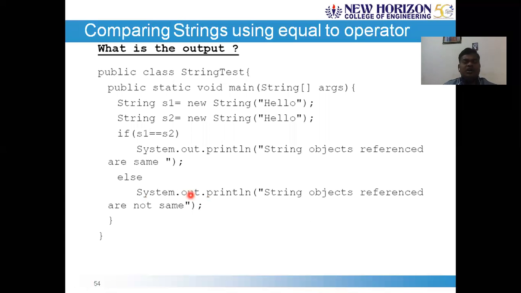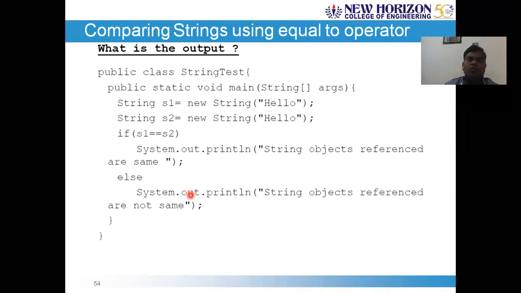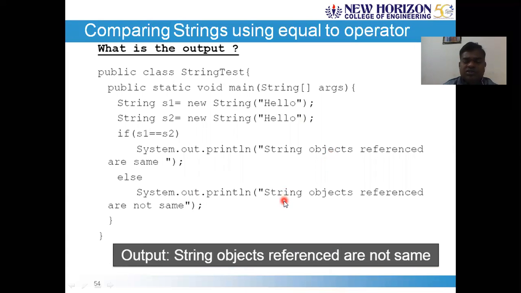Now we'll try to use the double equal and the equals method on a string that is created using the new operator. With double equal, when both the reference variables S1 and S2 are referring to the same object in memory, it returns true, otherwise it returns false. In this example, as the objects are created using the new operator, both the objects are different and so the references are not the same, definitely. The output of this program is that the string object references are not the same.